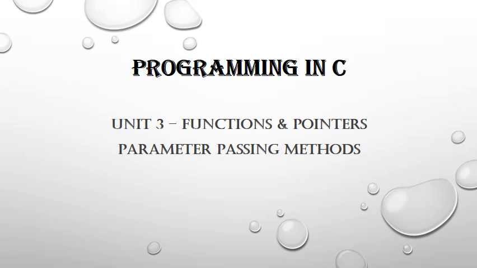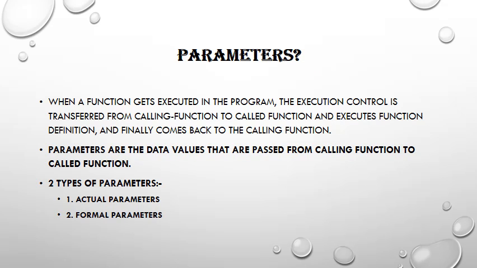Hi students, the next video on the Unit 3 functions and pointers is about the parameter passing methods. To a function, we just pass arguments and they are also called parameters in some cases. What are parameters? When a function gets executed in the program, the execution control is transferred from the calling function to the called function that we already know, and executes the function definition, and finally it returns back to the calling function. This is the exact scenario.